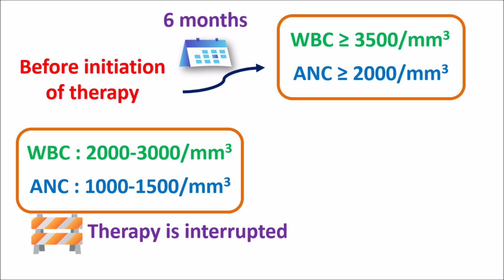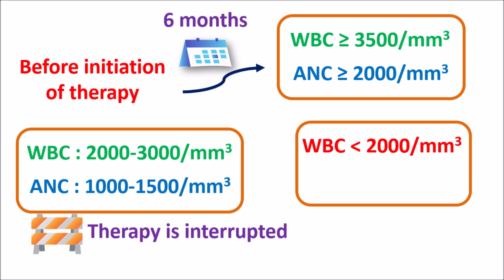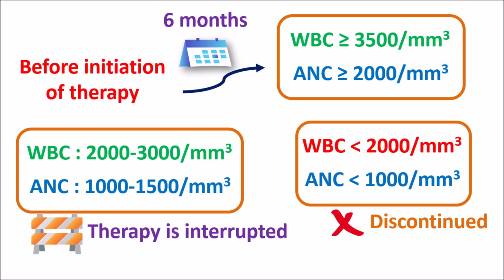But in those people when the WBC count is less than 2000 per cubic mm or ANC levels are less than 1000 per cubic mm, immediately the drug should be stopped, because these levels indicate that there is a development of severe agranulocytosis. In such conditions, clozapine should be discontinued and it should not be rechallenged, because the risk of agranulocytosis is more pronounced in those patients.